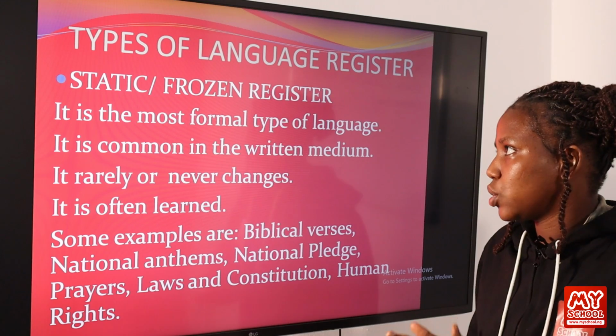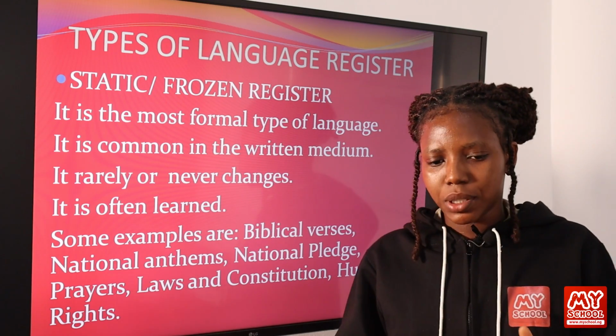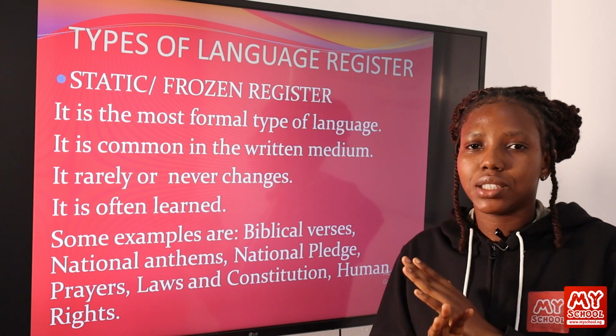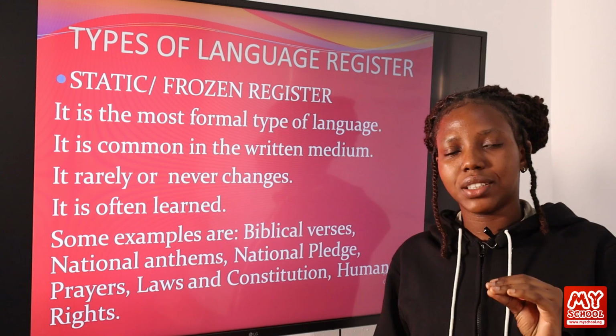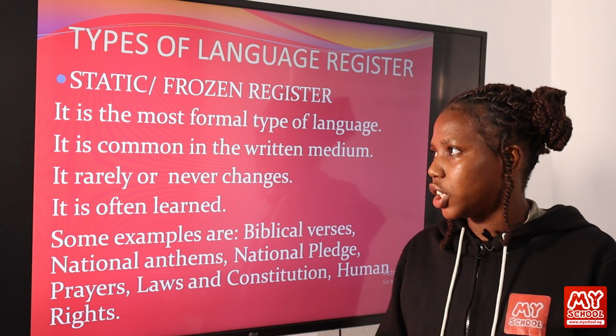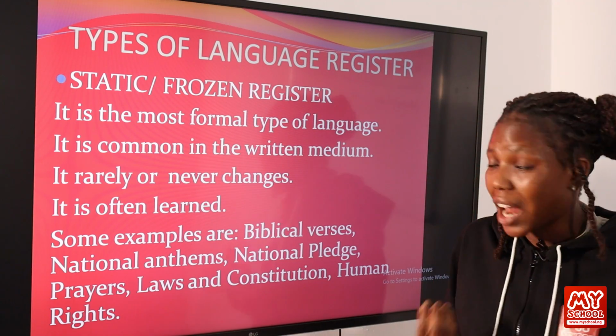So we have the static or frozen register. Now from the word static or frozen, it means something that is constant, something that does not change, right? Okay, so that's what it's all about. So these words do not change. They rarely undergo changes. Okay, the first point noted here is that it is the most formal type of language.